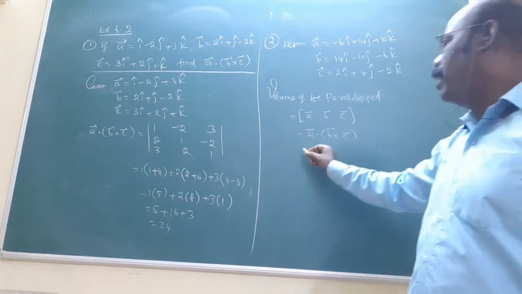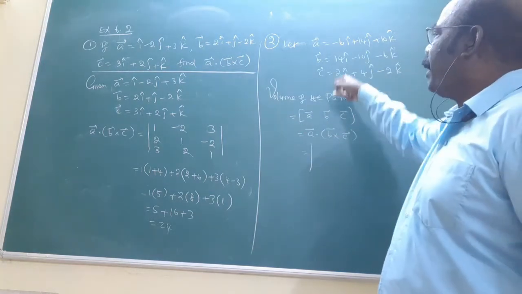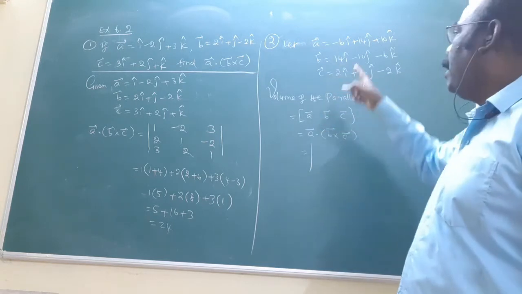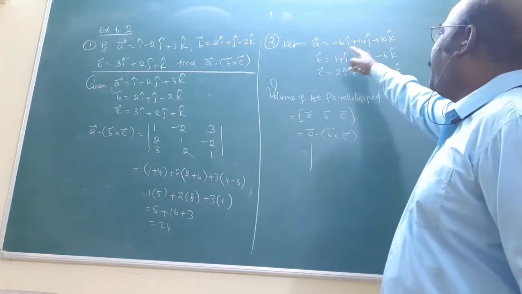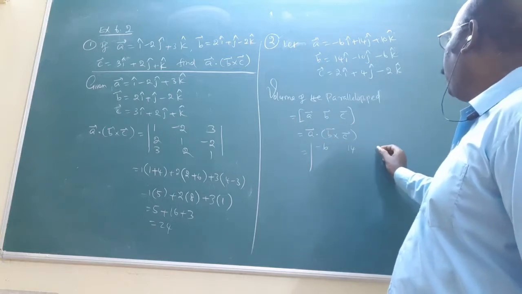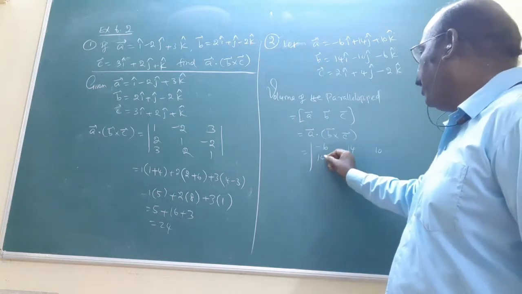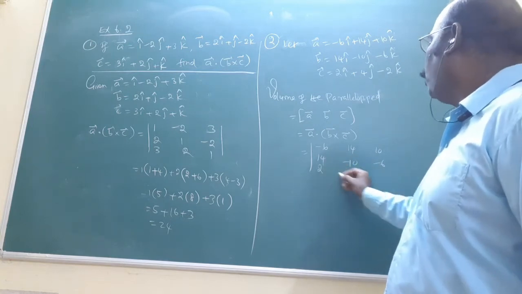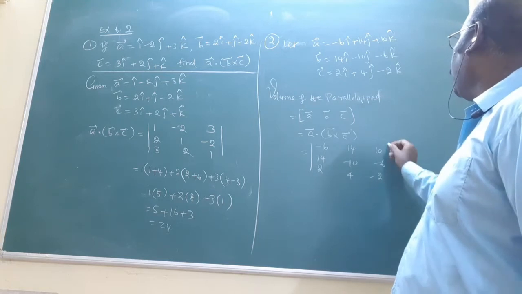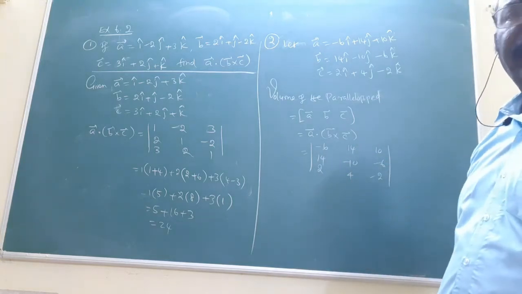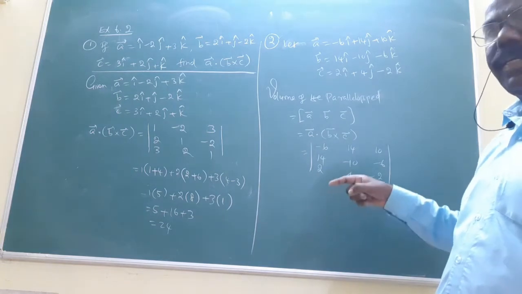What is the meaning of A dot B cross C? The three vectors are already given: A vector, B vector, C vector. Now write the coefficients of i, j, k in A: minus 6, 14, 10. Next step, 14, minus 10, minus 6. Next step, 2, 4, minus 2. In this way, write the coefficients of i, j, k for the A vector, B vector, and C vector.